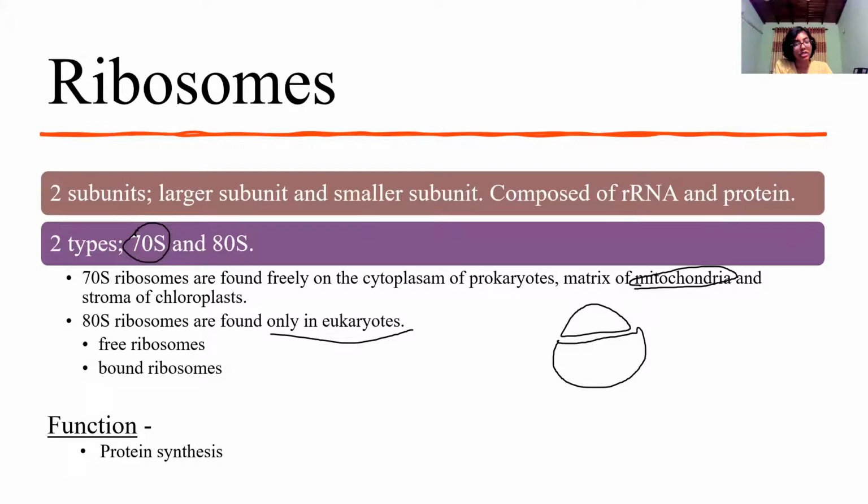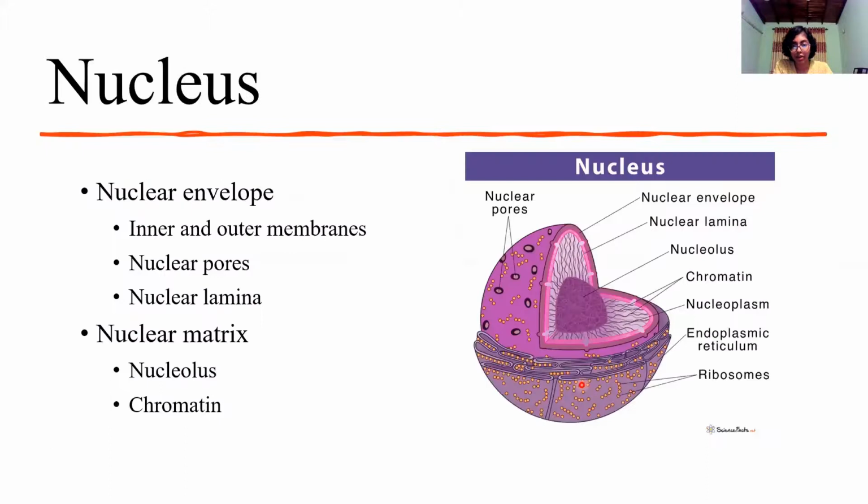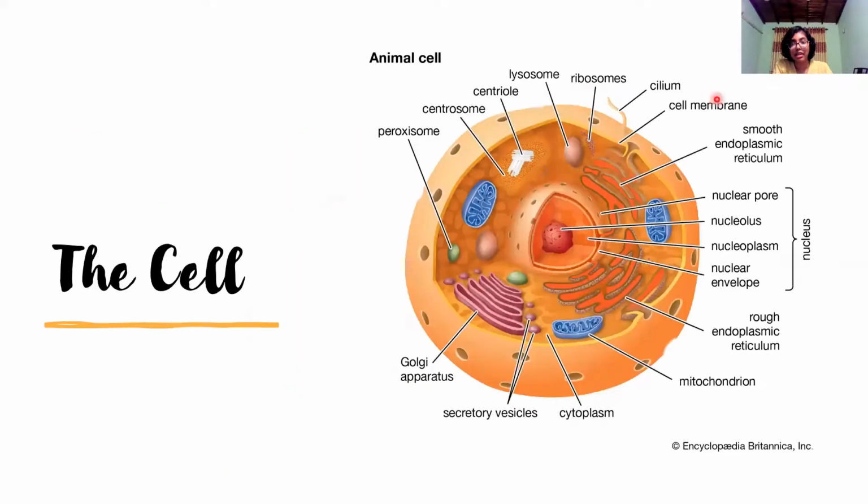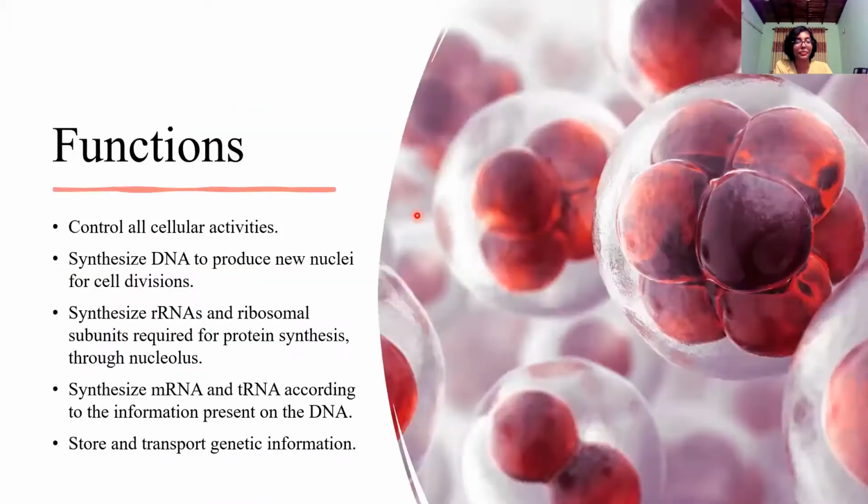Well, these 80S ribosomes can be free ribosomes or bound ribosomes. Free ribosomes are freely available in our cytoplasm, and bound ribosomes, as I said, are found in the rough endoplasmic reticulum. You can see them on the outer surface, and on the nuclear membrane also we sometimes find ribosomes. And here you can see these tiny dots, these are actually the free ribosomes which are found in the cytoplasm.